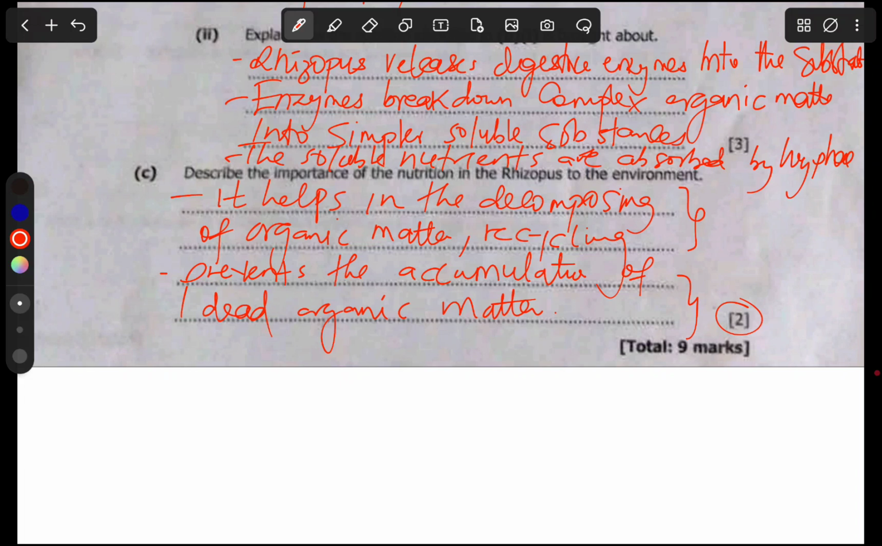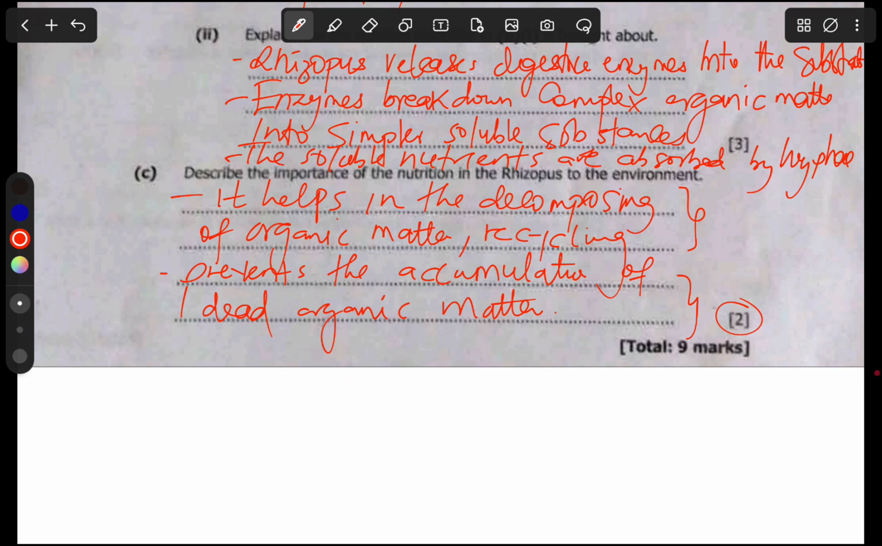The question is not asking about the importance of the rhizopus itself. It's asking about the nutrition in the rhizopus, to the environment. Not to you as a person, but specifically to the environment. Mainly you eat this, as human beings, but we are not talking about you eating the rhizopus. We are talking about the nutrition which that rhizopus undergoes. What is its importance to the environment? We know that rhizopus feed on dead and decaying matter. As they feed on this, they are preventing its accumulation in the environment. Number 2, in as much as they are feeding on those dead decaying matter, they are decomposing them in the process. In short, they are helping in the recycling of the nutrients, which is important in the environment.